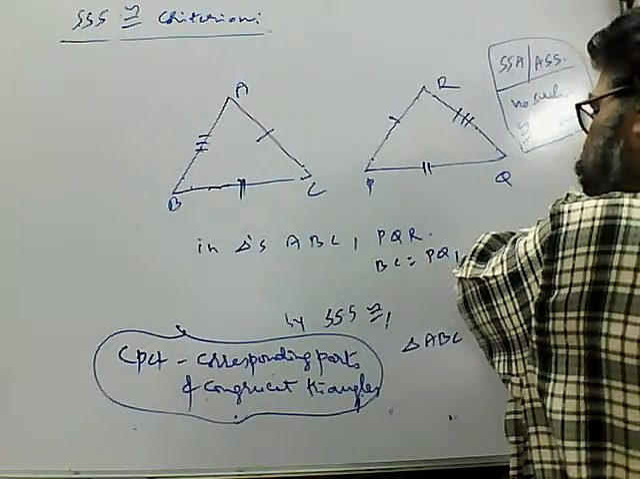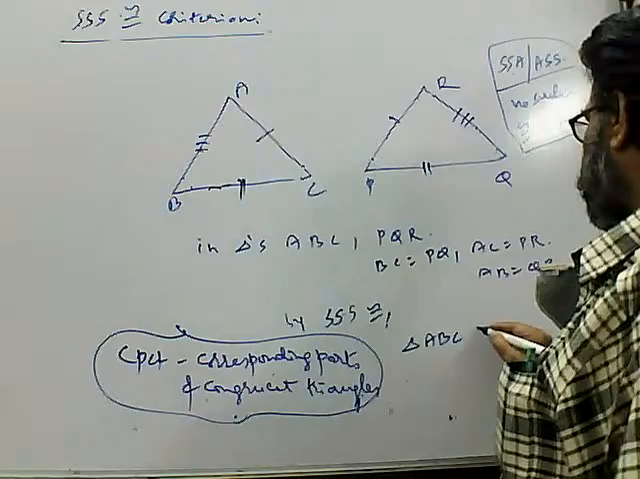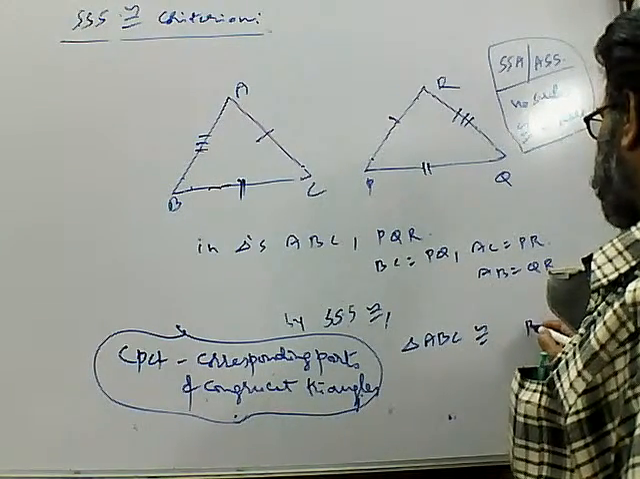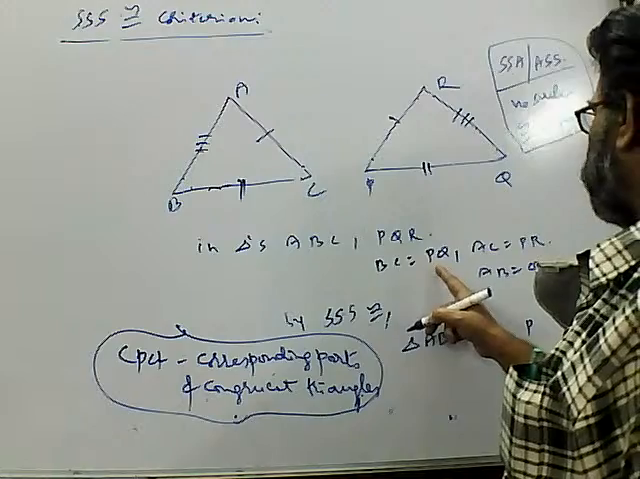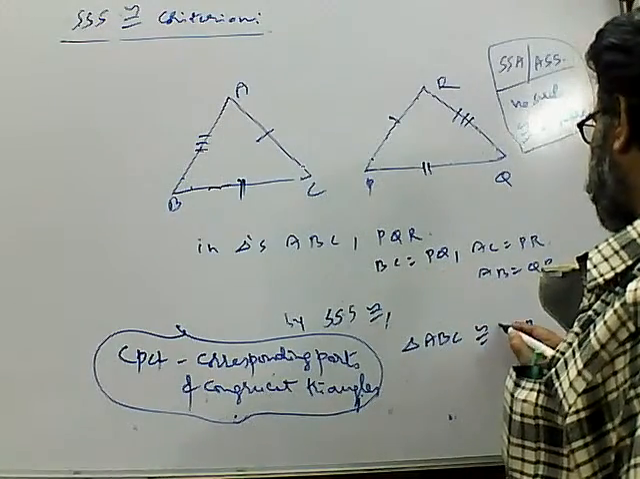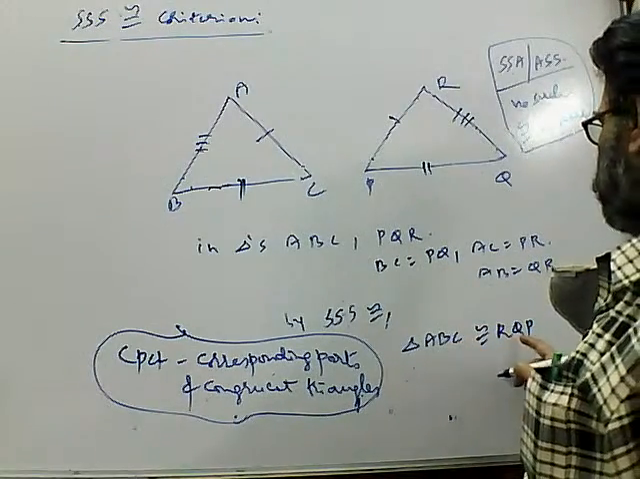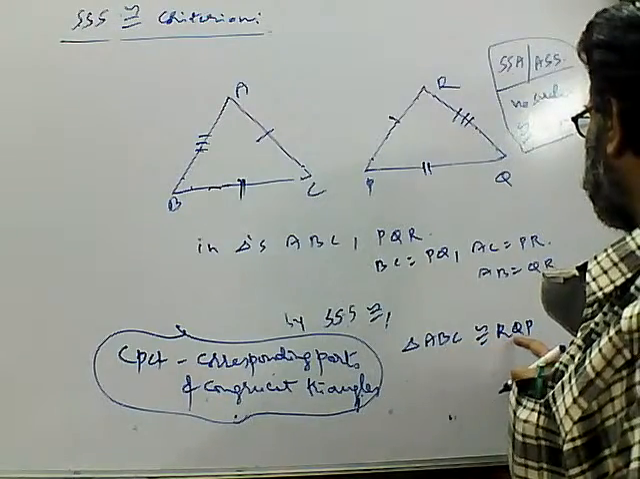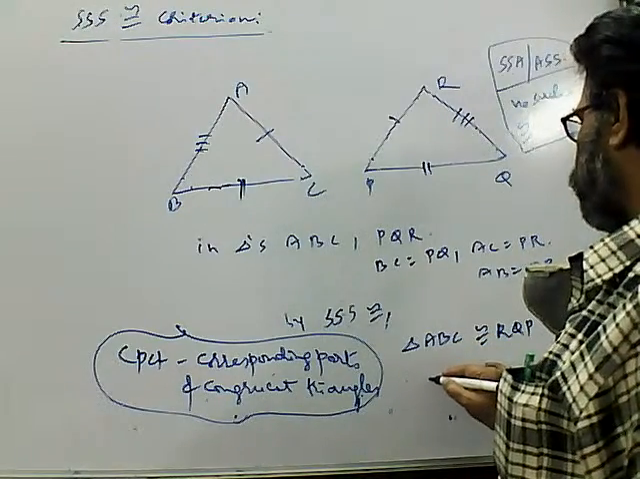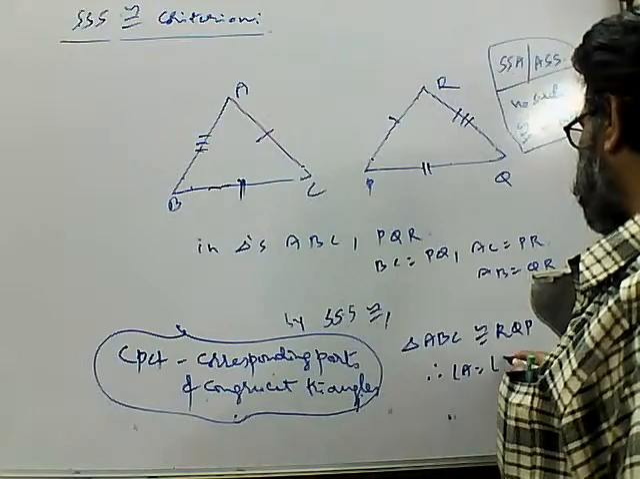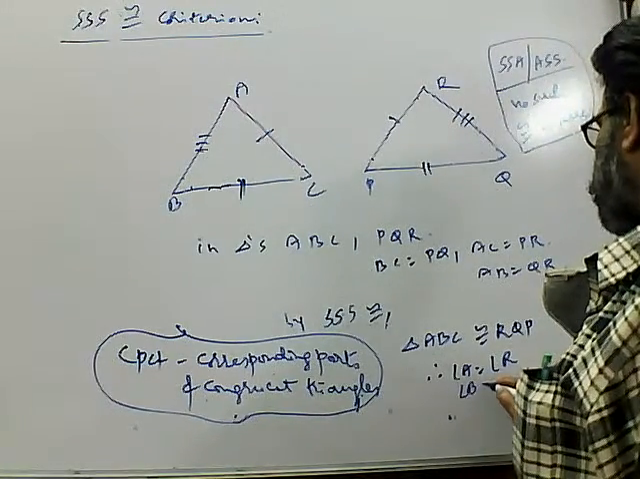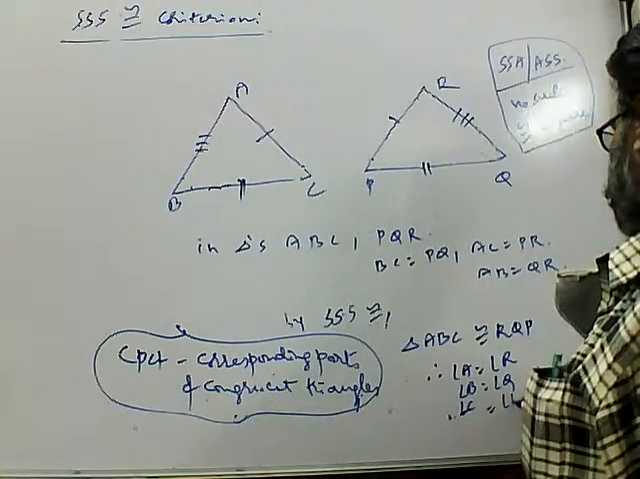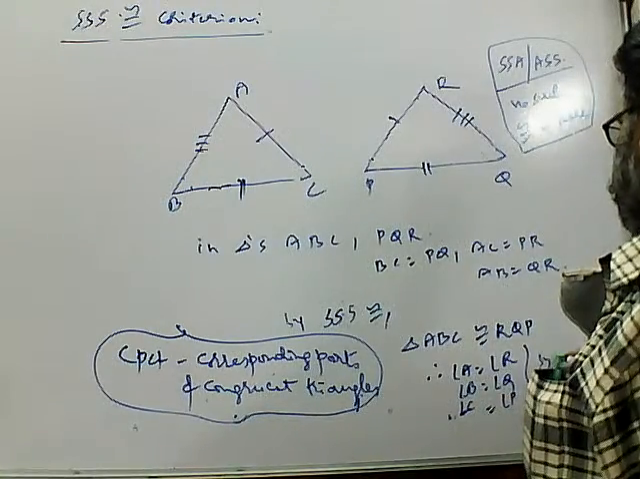What is common in BC and AC? C is common, and here P is common. So here C corresponds to P. BC is equal to PQ now, so Q will come here and R will come here. So BC is equal to PQ, AC is equal to PR, and AB is equal to QR. Therefore, the remaining three angles are automatically equal. Three sides are over now. Angle B is equal to angle Q, angle C is equal to angle P by CPCT.